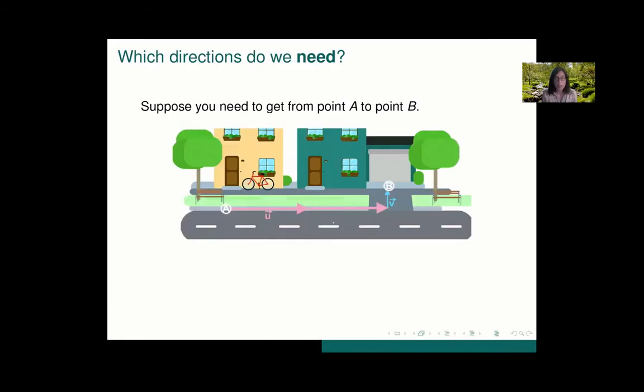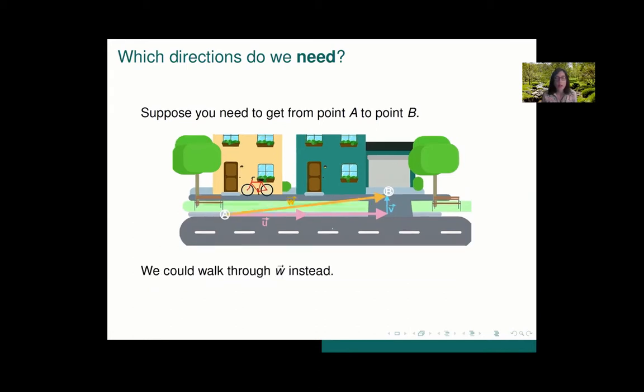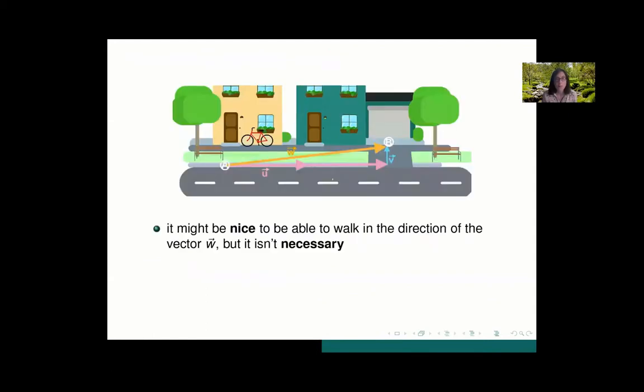Suppose you need to get from point A, right in front of the park bench, to point B, which is in front of the garage door. If you are thinking about some rules you might have heard as a child, the ones about sticking with the sidewalks, a natural course would be to walk through 2U along the pink vectors and then through V along the blue vector. If you are feeling more adventurous and are willing to walk through the grass, you could get from A to B by walking through W instead.